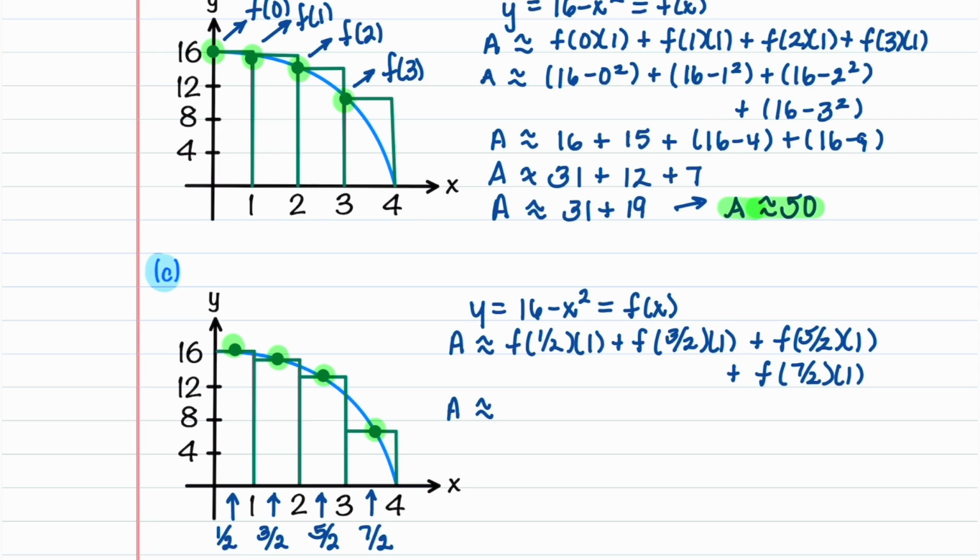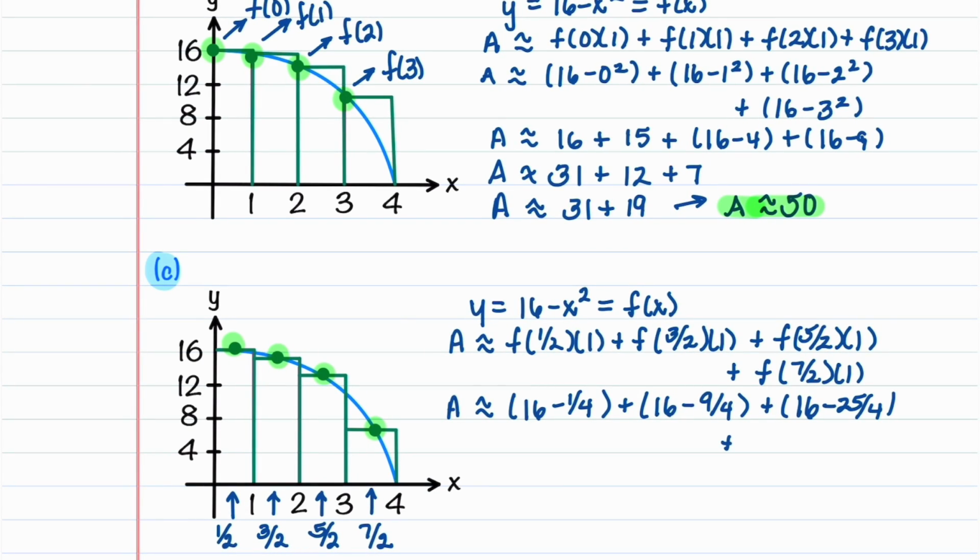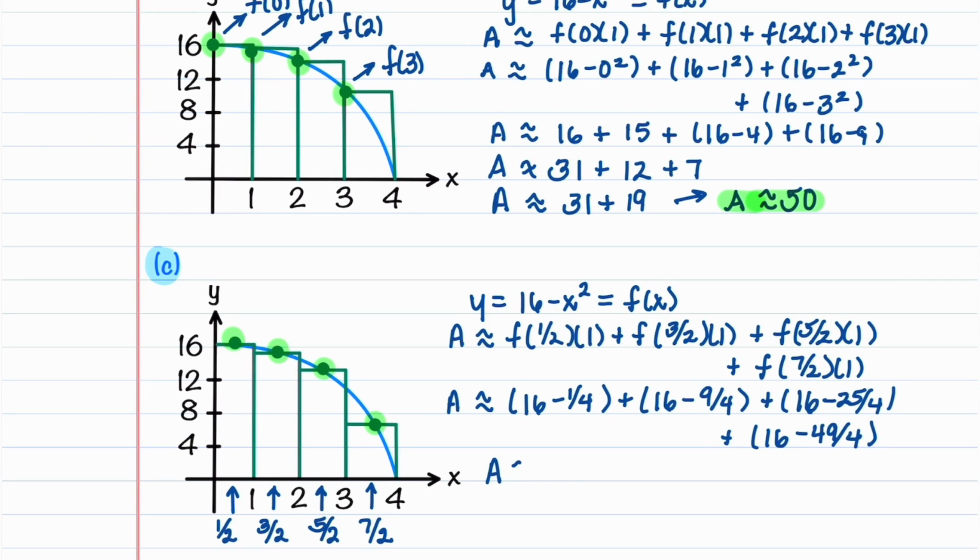Let's now use our formula that f is 16 minus x squared. Our first one gives us 16 minus 1/2 squared, so that's 16 minus 1/4. And then we have 16 minus 3/2 squared, so that's minus 9/4. And then our next one is 16 minus 25/4. And our last one is 16 minus 49/4. So you can see it gets a little bit complicated because we end up having to add fractions.